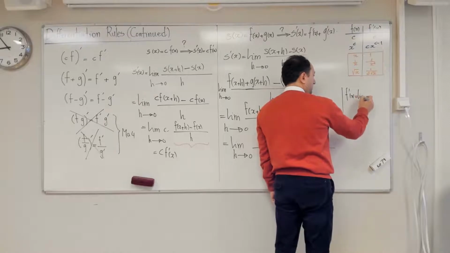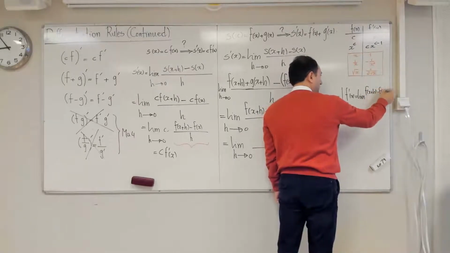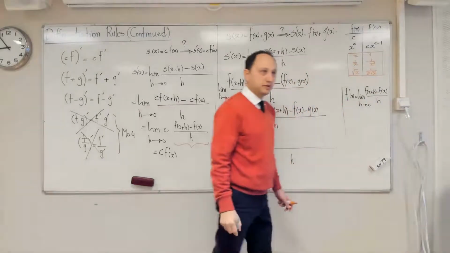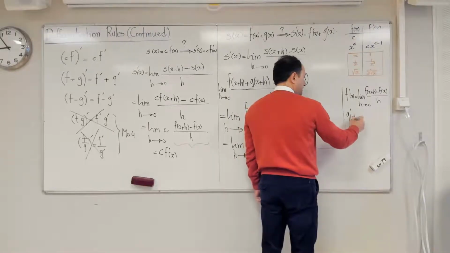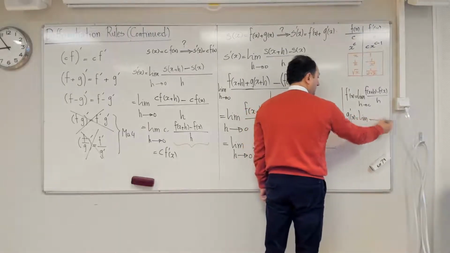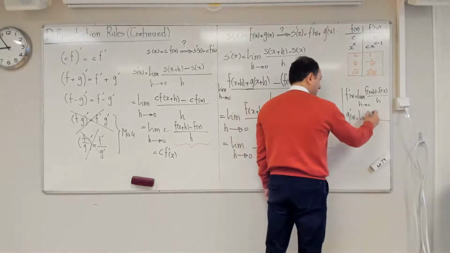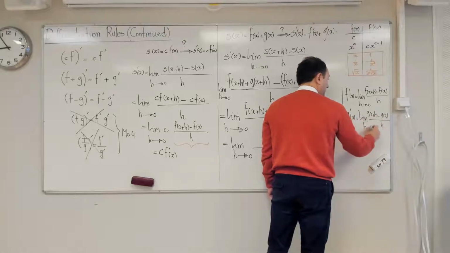It is the limit, f of x plus h, yes, minus f of x, thank you very much, divided by h. So this part is f prime of x. This is the scratch paper. Now what is g prime of x? Can you just say it to me again? g of x plus h, yes, minus g of x divided by h.